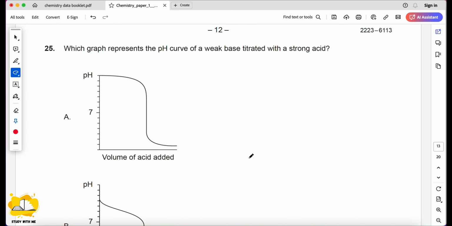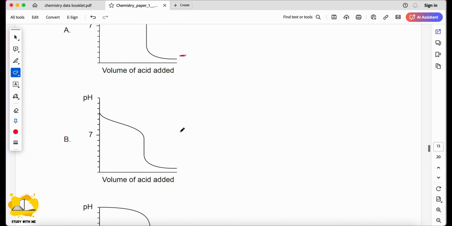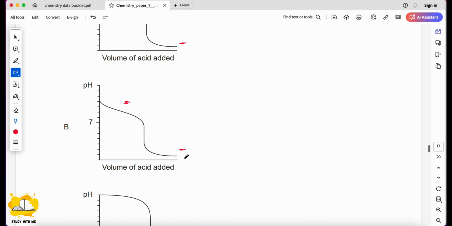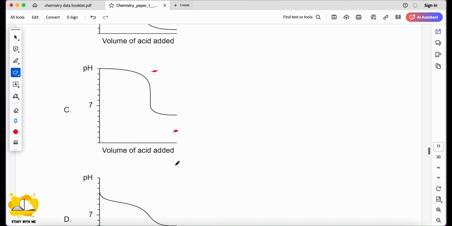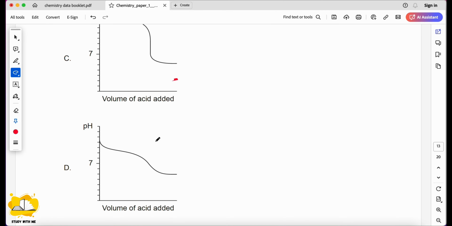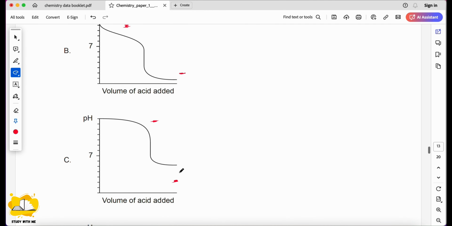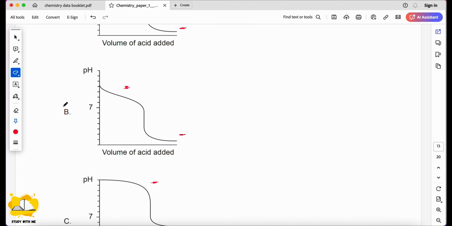Okay, which graph represents the pH curve of a weak base titrated with a strong acid? So this one is strong base and strong acid, and this one is weak base and strong acid, and this one strong base and weak acid, and this one definitely weak base and weak acid. So the answer will be B.